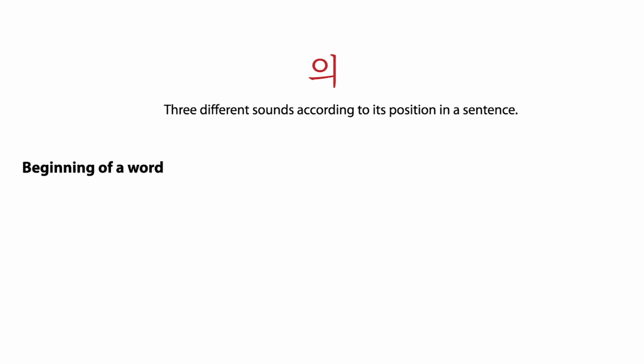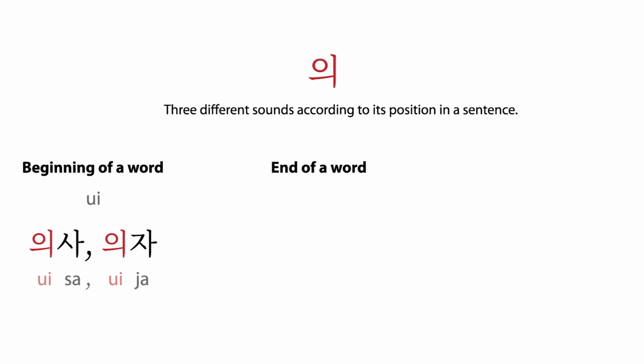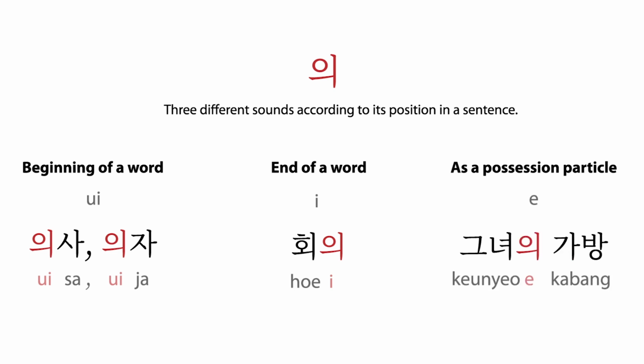The double vowel 의 has 3 different sounds according to its position in a sentence. When it comes at the beginning of a word, it's pronounced as 의, 의사, 의자, but when it comes at the end of a word, it's pronounced as 이, 회의, and when it's used as a possession particle, it's pronounced as 에, 그녀의 가방.